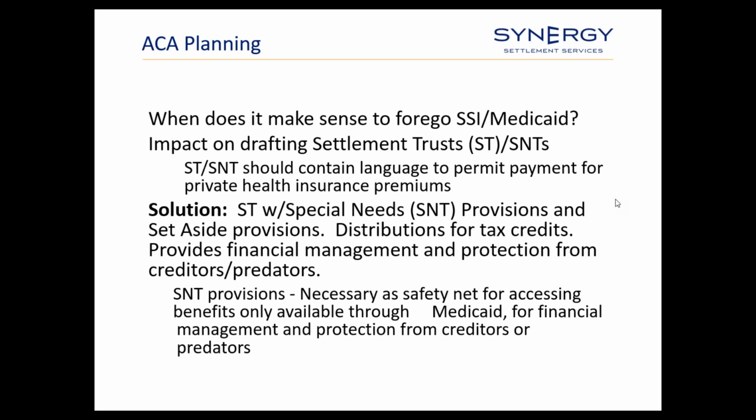So when we're doing a settlement trust or doing settlement planning, what you want to look at is whether it makes sense to forego SSI and Medicaid, because now you can apply for a typical health insurance policy. The solutions are really in the details of the underlying settlements. Sometimes a settlement trust with special needs provisions and Medicare set-aside provisions would allow you to make distributions to buy health insurance coverage and forego Medicaid, if you do not need that attendant or long-term care or custodial care coverage that Medicaid provides, and you just need health care coverage.